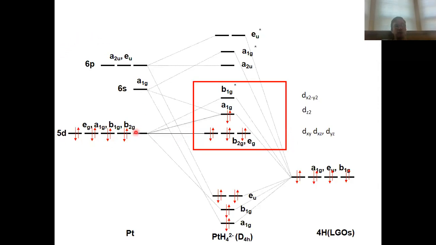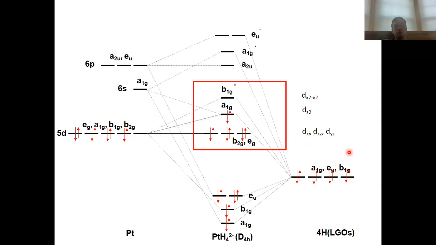So now here on the left side, you have the 5d, the 6s, and the 6p of the platinum in relative energies. Here on the right-hand side, we have the 4 LGOs for the hydrogen. You see here again all the symmetry types of the atomic orbitals and the ligand group orbitals respectively. Now our task is just to combine platinum orbitals and ligand group orbitals of the same symmetry type to form molecular orbitals.